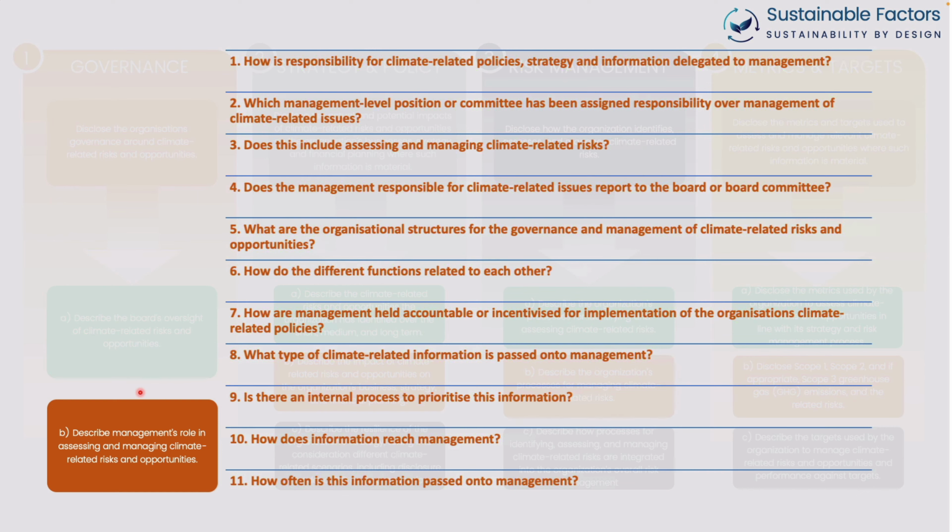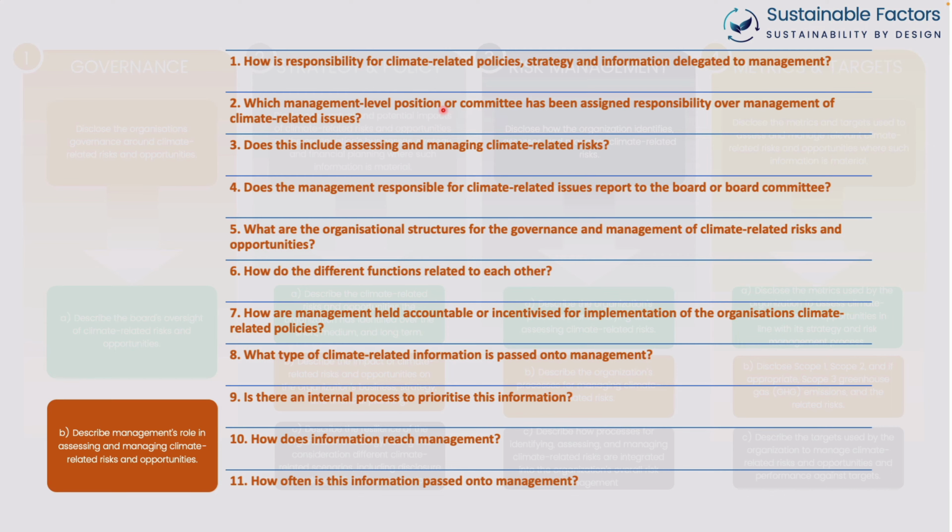So let's look at the second output in terms of describing the management's role in assessing and managing climate-related risks and opportunities. And once again, we see 11 questions here, some of which again are closely related. And again, when you go about your investigations to answer these questions, you will have a pathway, albeit with a subjective bias to some degree. You can't eradicate it totally at this stage, but you'll have a pathway to start populating your TCFD alignment disclosures.